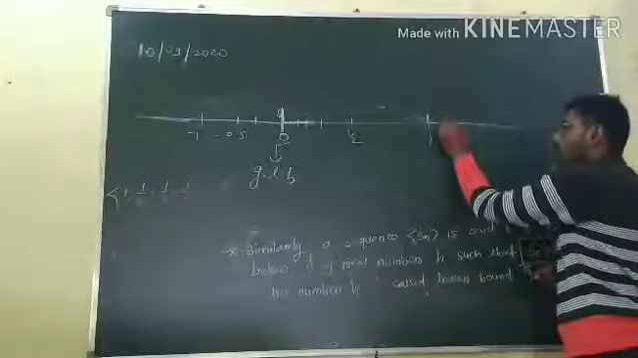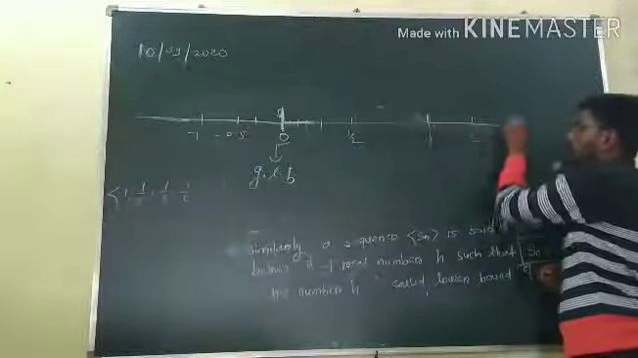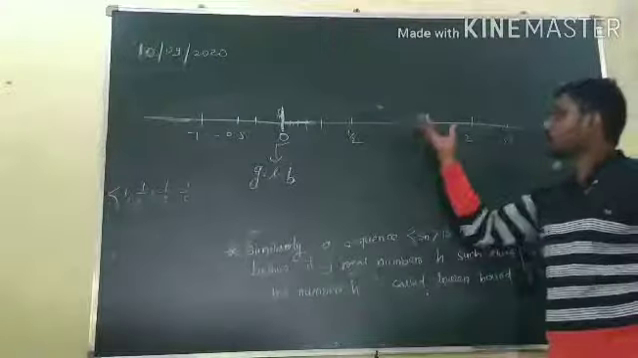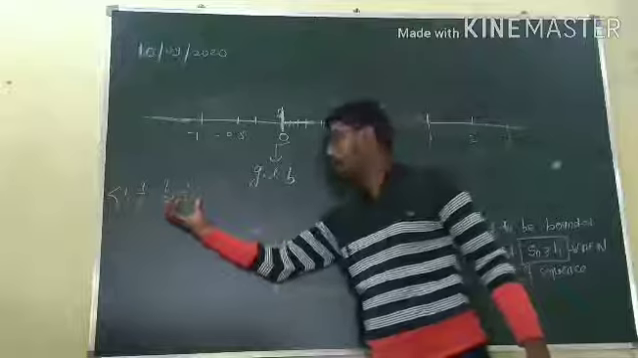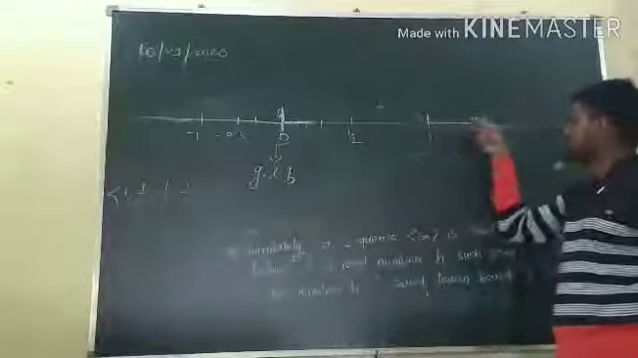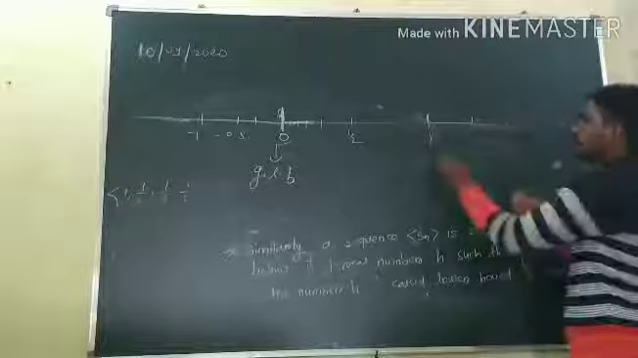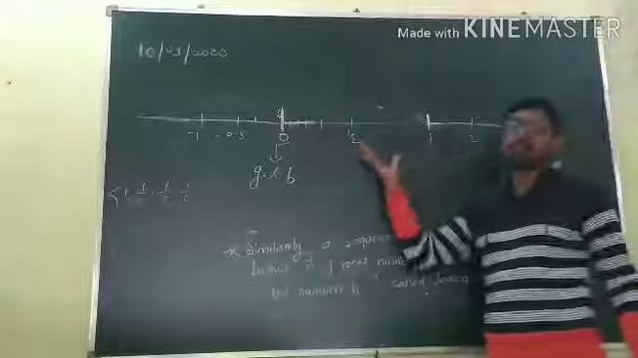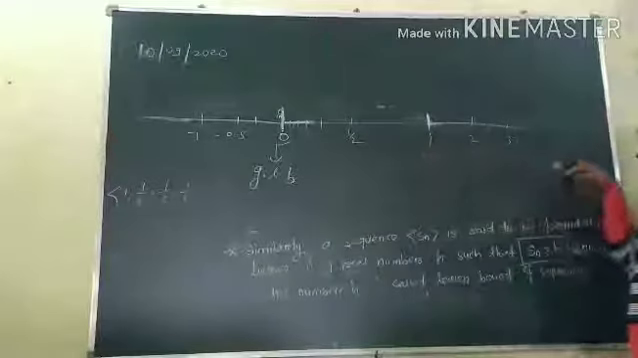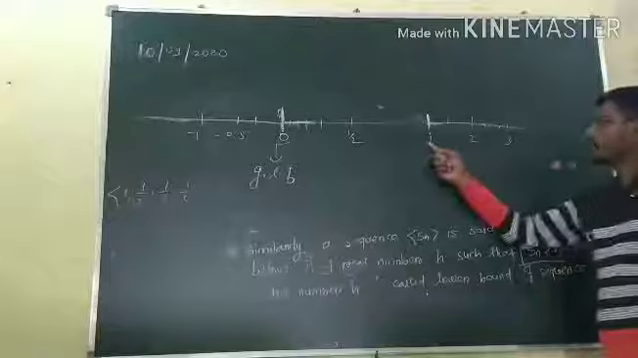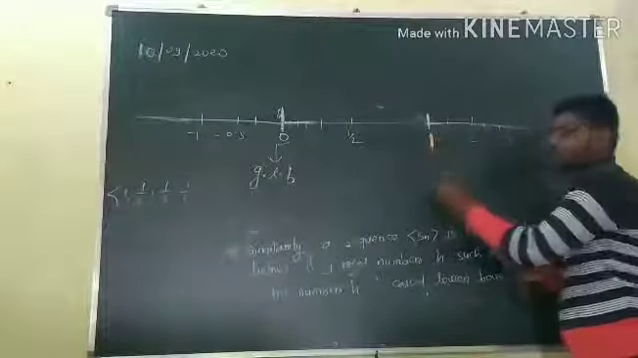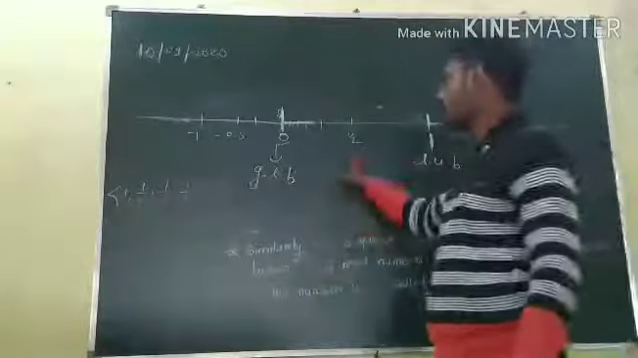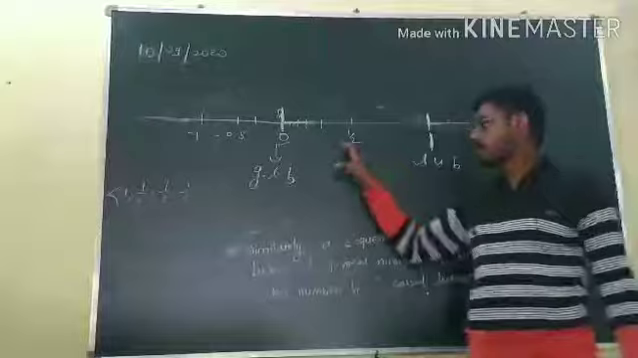Similarly, 1.2, 1.3, 1.5, 2, 3, all these numbers are also upper bounds for this sequence. Why? Each element of this sequence is always less than or equal to 1, so always less than or equal to 2.5 and so on. So each element to the right of 1 is an upper bound for this sequence. But among all these upper bounds, 1 is the lowest or least. So 1 is the least upper bound of the sequence. Okay, understand the concept? We will see more examples regarding bounded sequences.